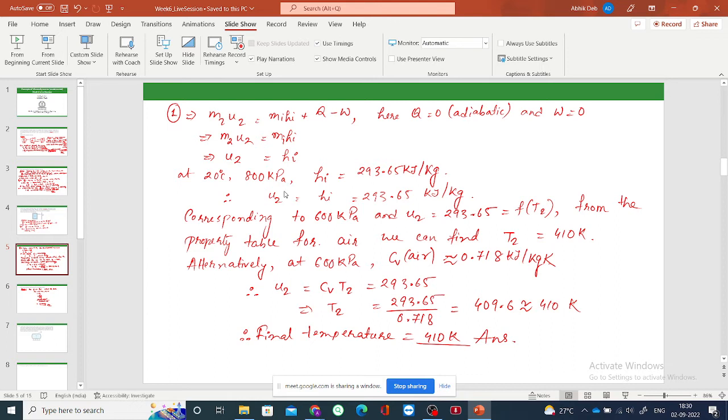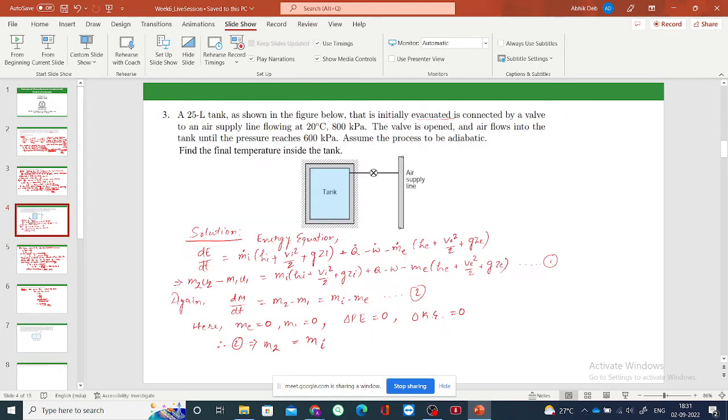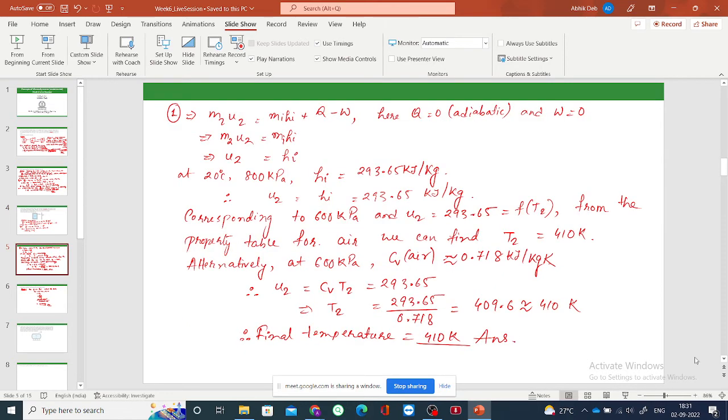What is the Cp value? Cp value is around 1.004 to 1.007. So 1.007, and if we multiply it with the temperature value here? 800? No, that is the pressure. 20 degrees Celsius is the temperature. 20 degrees Celsius is 293 Kelvin. So it comes out to 295. So there is just a bit of difference in the value. Overall it will be similar.